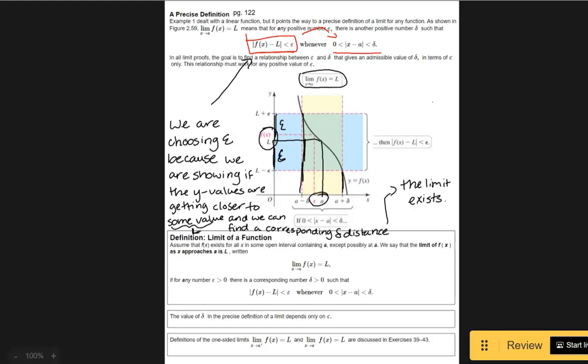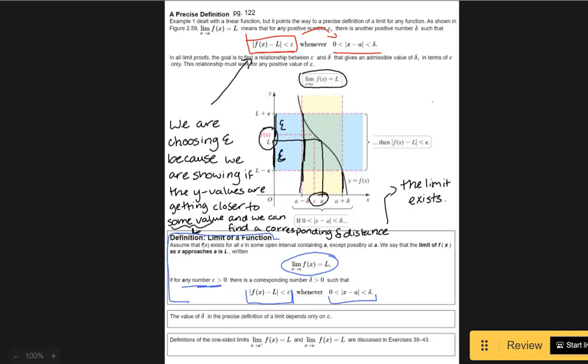So picking up where we left off, here then is my precise definition of a limit. It's saying this is true for any epsilon. Setting this, there is a corresponding delta such that this is true. The value of delta in the precise definition of a limit depends only on epsilon.